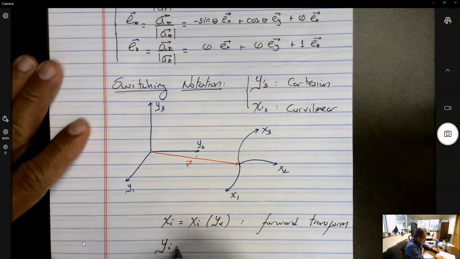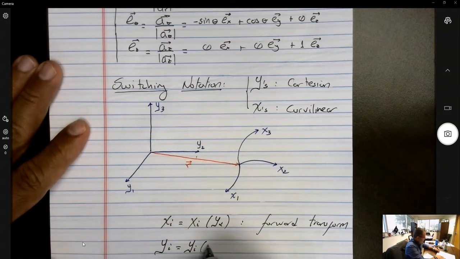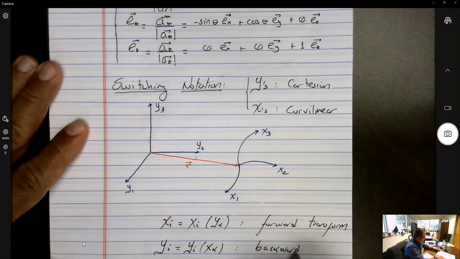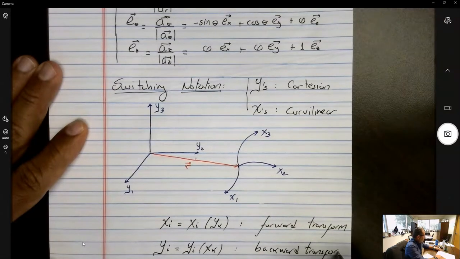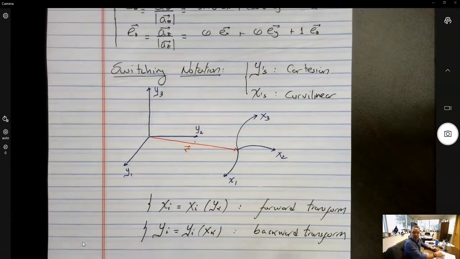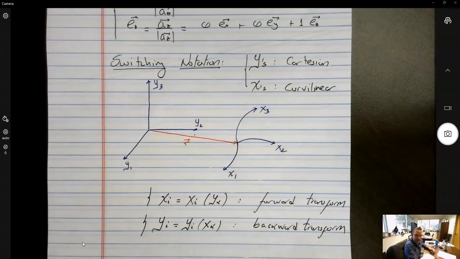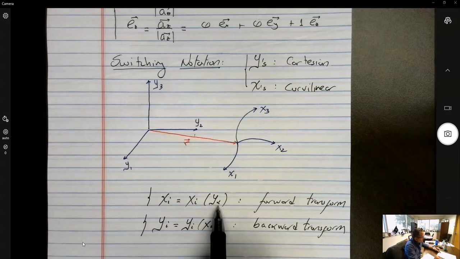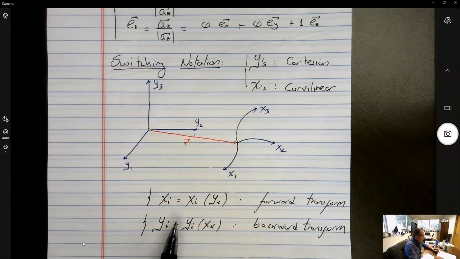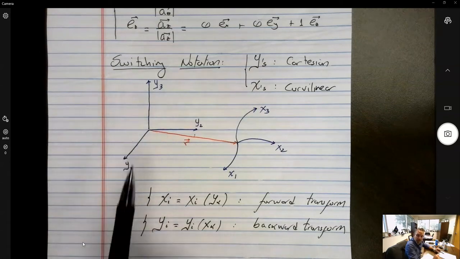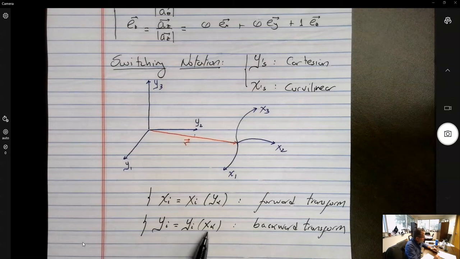Well, this will be the backward transformation. So you can see now that these expressions are more compact, where the index actually denotes the number of dimensions. So we have a set of 3 expressions for the backward transformation y. Remember, y is a Cartesian coordinate system, where y1 is a function of xk. K has three components, 1, 2, and 3 for dimension 1, dimension 2, and dimension 3 of the curvilinear coordinate system.